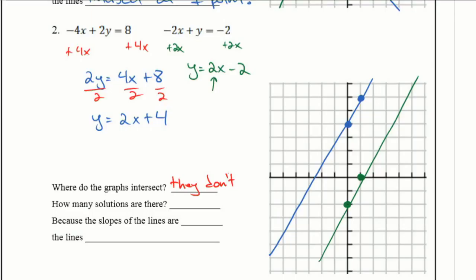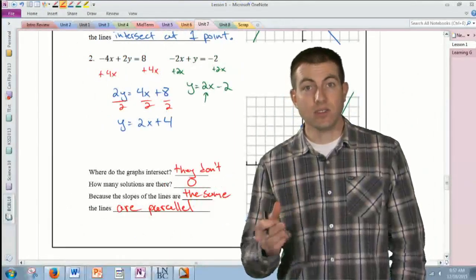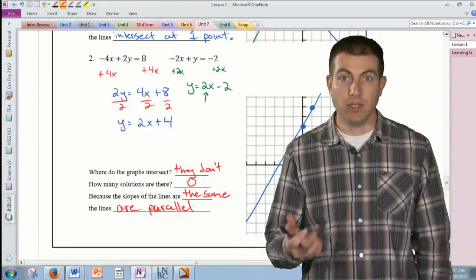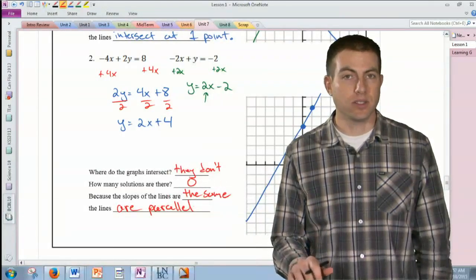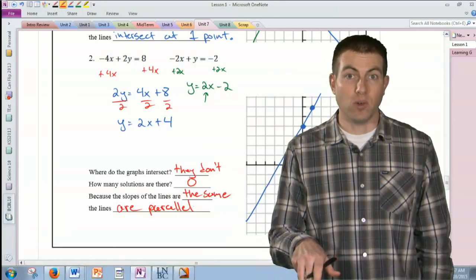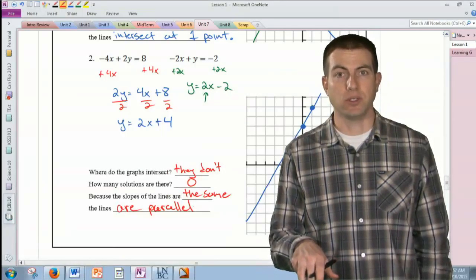How many solutions are there? Well, there are 0 solutions. Because those lines are parallel, they will never intersect. So the easiest way to identify when this is going to happen is to look at the slope. If the slopes of my lines are the same, then I am going to possibly have 0 solutions.